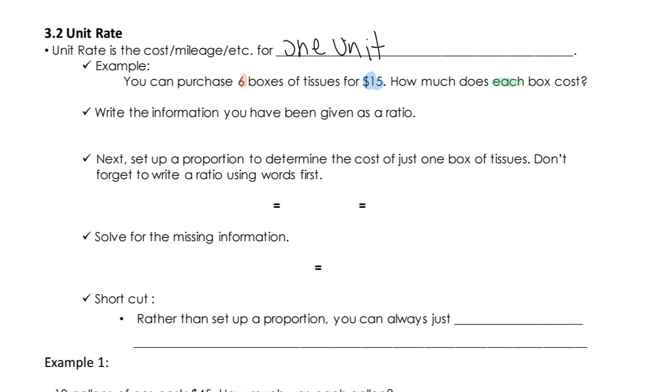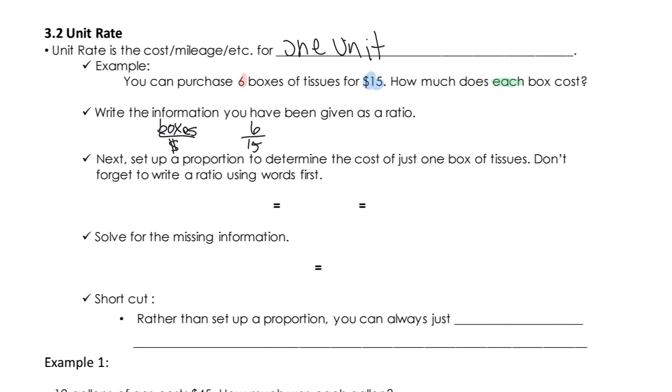Okay. So that is the unit rate. So how much does each box cost? That's the unit rate. Okay. So we do the same thing we did before. The first thing we write it as a ratio. So we know it's boxes over dollars, or written as 6/15.